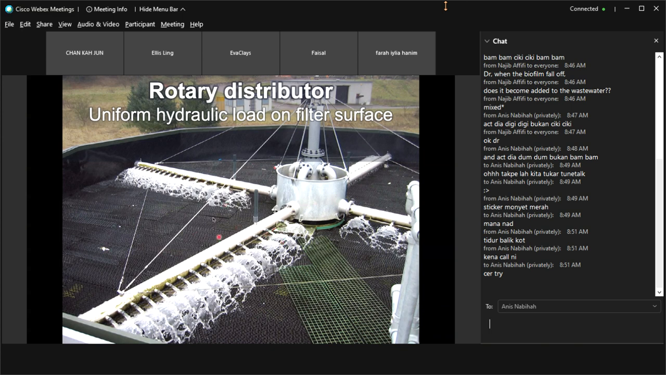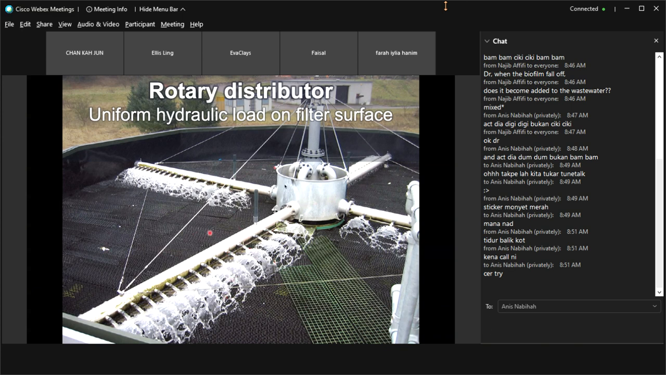It is very important during the maintenance of this trickling filter that there is no solid that will choke the opening of the distributor. Otherwise, it will not get a good flow, and then the wastewater will not be treated properly. So this is how the wastewater will go out from the distributor.